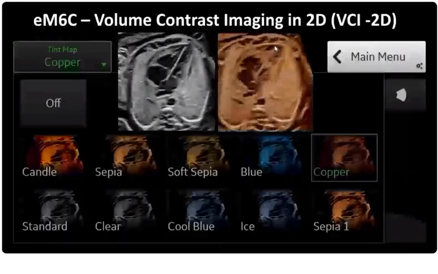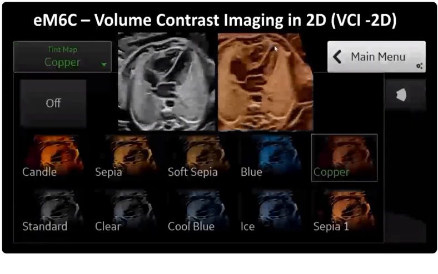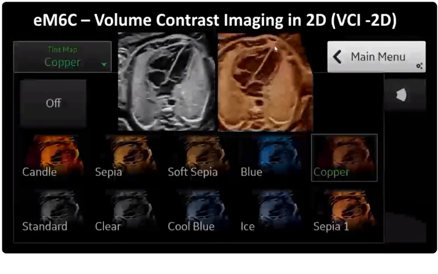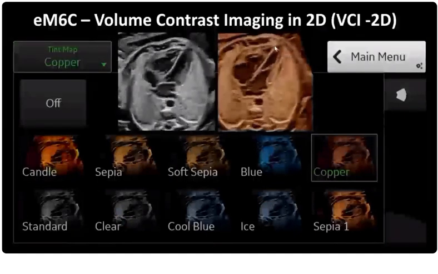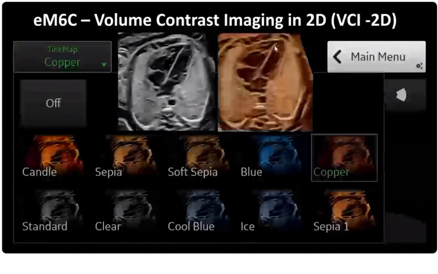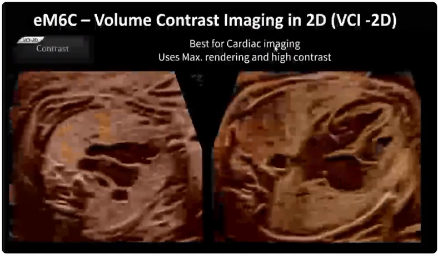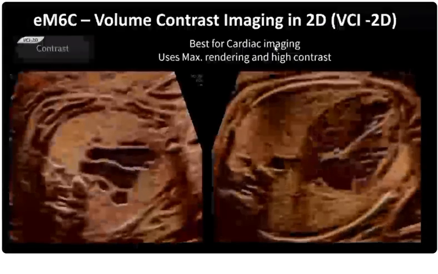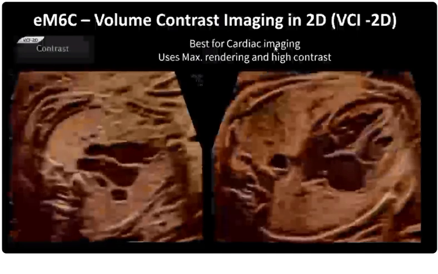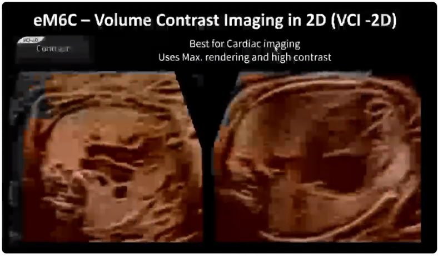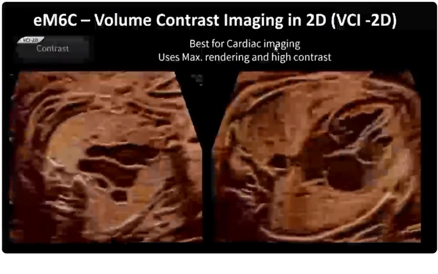To improve the contrast, there is another trick, so we can use the tint maps, and different tint maps are available. I prefer copper, but you can use any of these 10 maps available on the system on the menu. And here you can see that assessment of the screening planes, such as the four-chamber view and the three-vessel and trachea view, can be achieved on completely different visualization levels. So this is something that I would say you should explore if you have this type of probe.